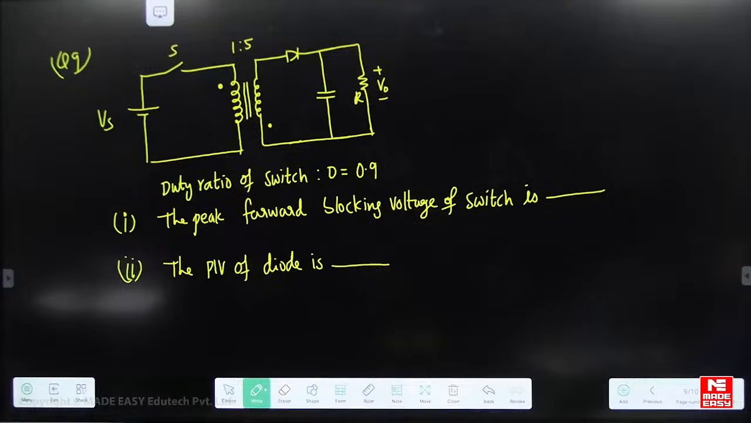This is an isolated buck boost converter, a flyback converter, SMPS, switch mode power supplies. I think you might have remembered. It is an isolated buck boost converter, that is nothing but a flyback converter. We are using a 2 winding inductor or transformer. So we have to find out the peak blocking voltage of the switch and also the PIV of the diode.